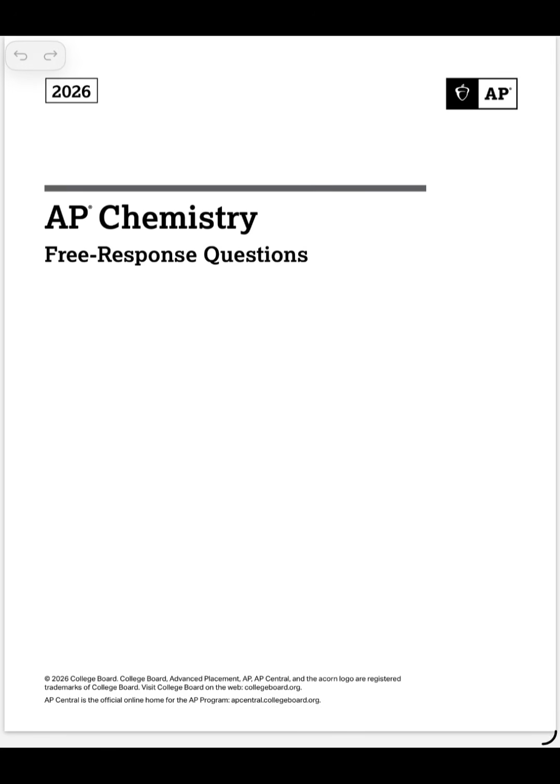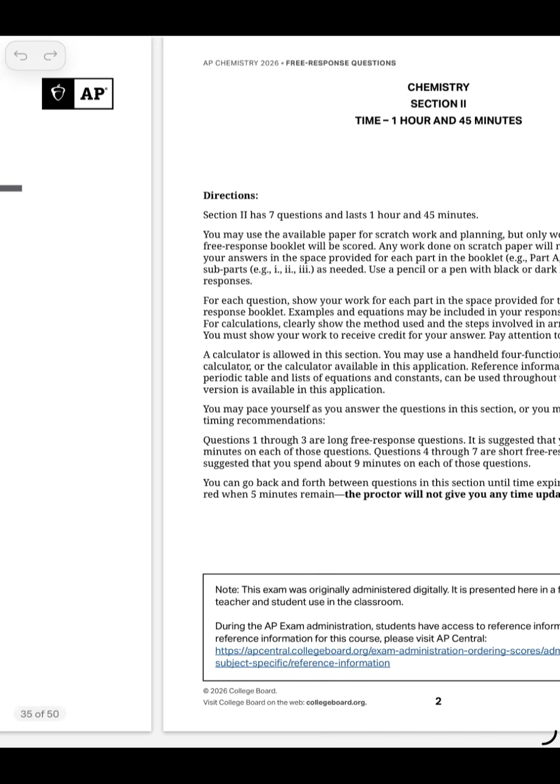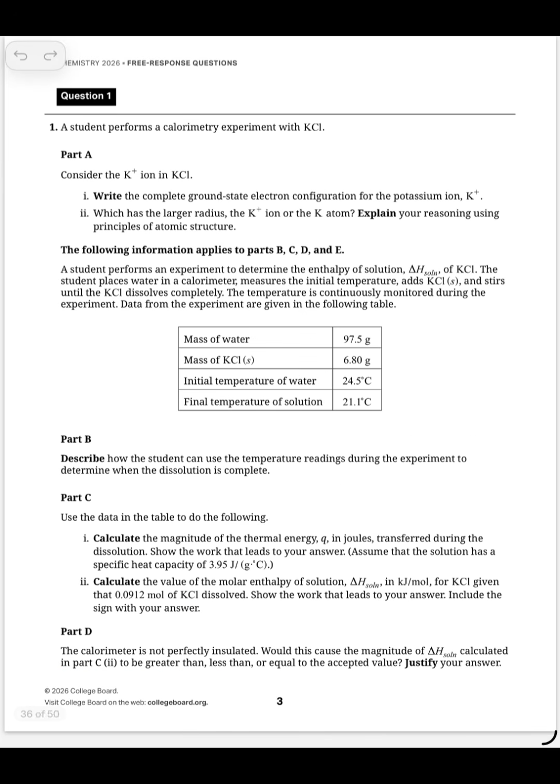All right, so they released the 2026 AP FRQs, so I'm going to show you guys how to solve the first one here. This one's not too bad. I was actually happy to see this one. So for part A, the first section, it says write the ground state electron configuration of the potassium ion.